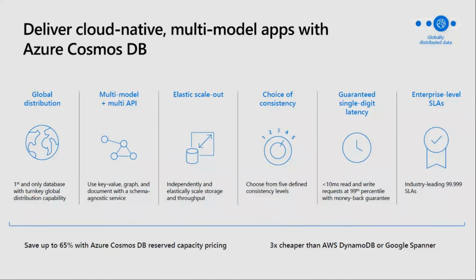Enterprise level SLAs are 5 nines with multi-master replication. If you create multiple readable and writable copies of your database, you qualify for 5 nines, and if you configure geo redundancy, then you also qualify for 5 nines of high availability. You can save up to 65% with the Azure Cosmos DB reserved capacity pricing. It is 3 times cheaper than DynamoDB or Google Spanner, in a friendly comparison.